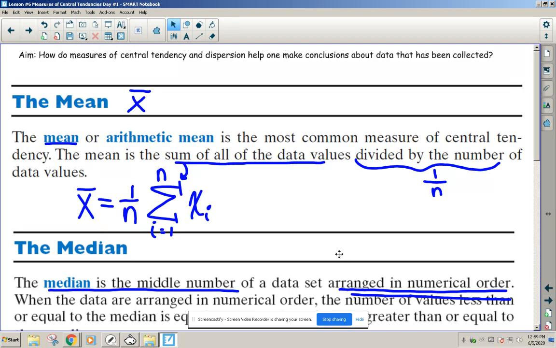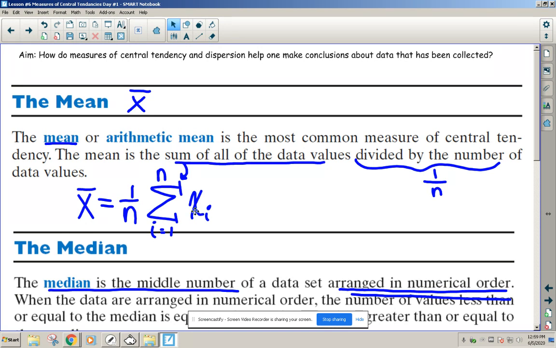So let's first talk about the mean. The mean has a symbol, which is an X with a bar on top, and the mean is the average. It's when you add up all your data and divide by the number. Here is the symbol for adding, the sum from chapter 6. You're adding from the first piece of data to the last.